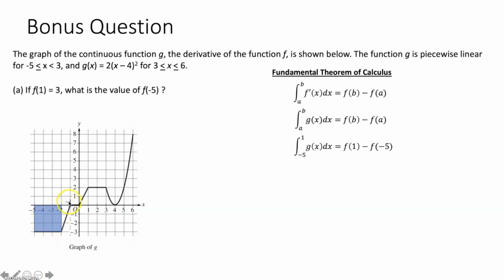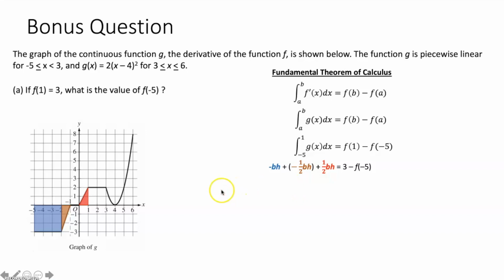From x is equal to -2 to x is equal to -1, we have a triangle with a base of 1 and a height of 3. Remember, it's below the x-axis, so that area is going to be negative. From x is equal to -1 to x is equal to 0, we have no area because our function is on the x-axis. And then from x is equal to 0 to x is equal to 1, we again have a triangle with a base of 1 and a height of 2, but because it's above the x-axis this time, that area is going to be positive.